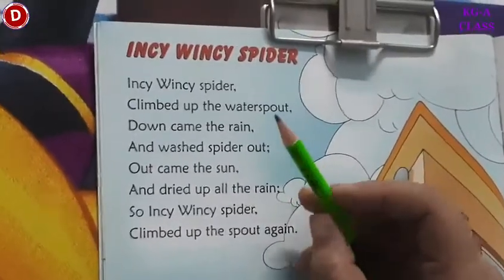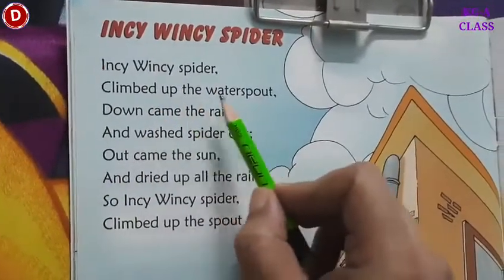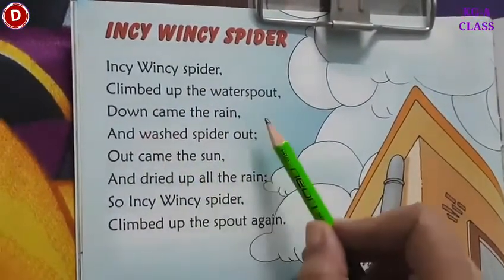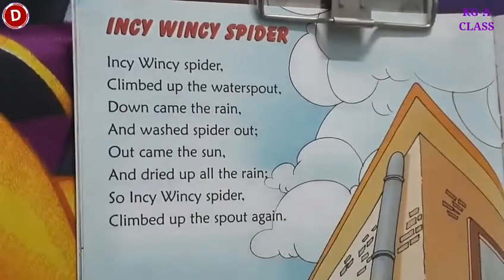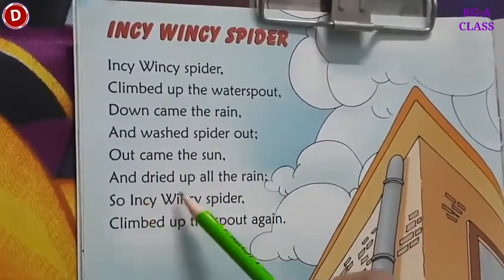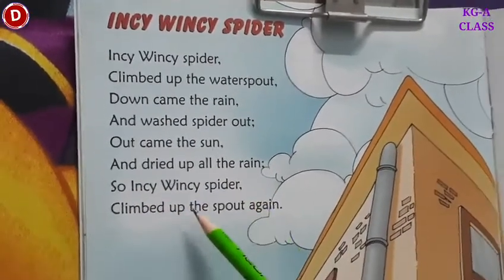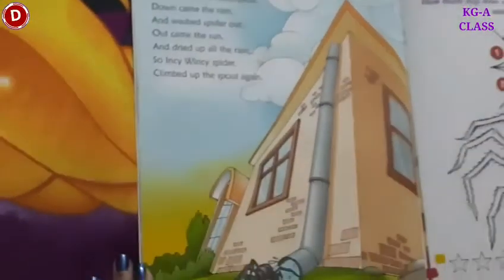Let's recite this poem. Incy Wincy Spider climbed up the water spout. Down came the rain and washed the spider out. Out came the sun and dried up all the rain. So Incy Wincy Spider climbed up the spout again.